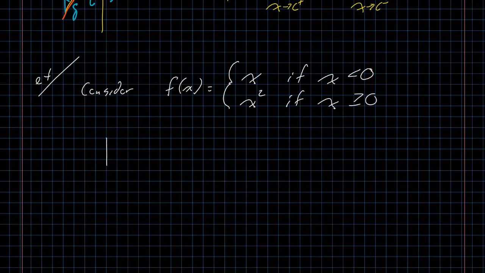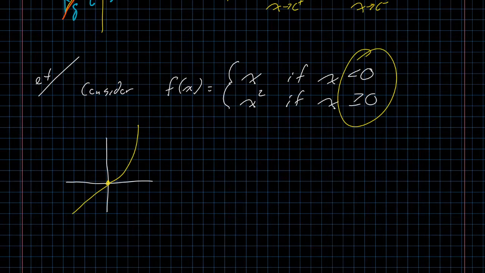I can sketch this graph by hand to get enough information. You could use Desmos or something like that in order to graph this. But the graph of y equals x looks something like that. The graph of y equals x squared looks something like that. There's a point in the middle where these two do in fact match up, but it's a point of interest because the definition of the function has broken up.